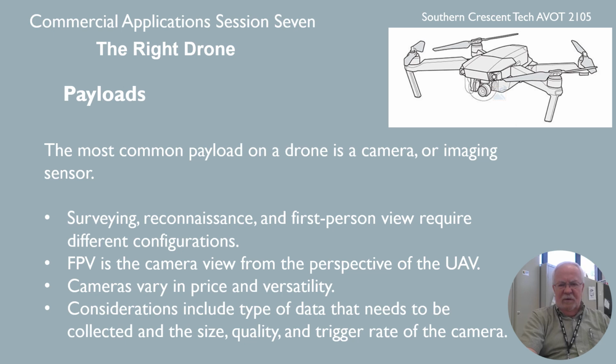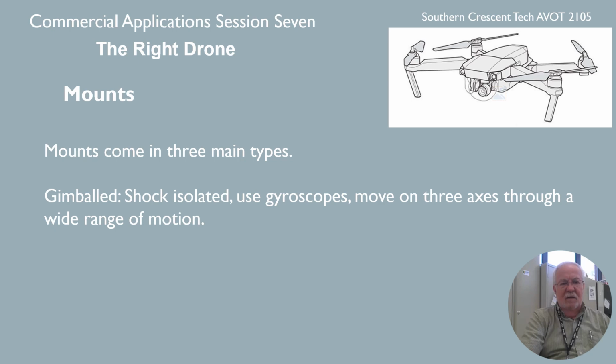Anyway, you as the operator need to make some decisions about what data needs to be collected: quality, trigger rate, all those things about the camera. Okay. So the camera is an important issue, but also how do you mount the camera or whatever you've got, right? You could just take a camera and stick it to the side of the drone, but that's just going to give you one view depending on which way the thing's turning.